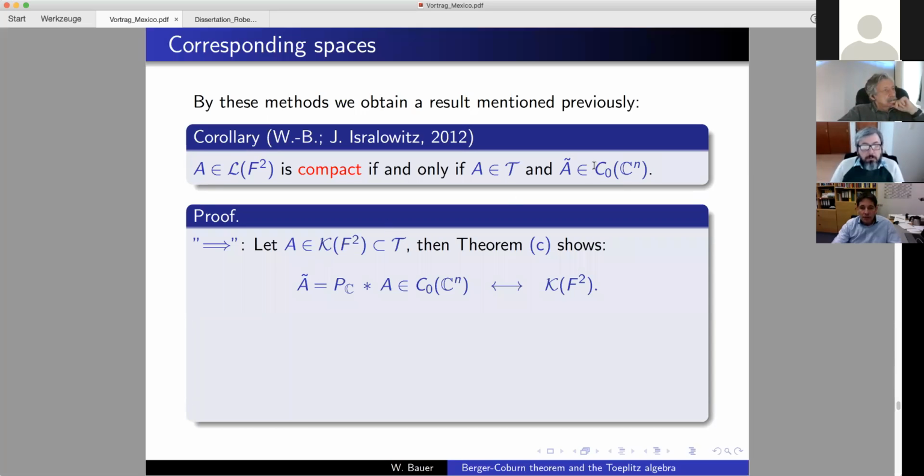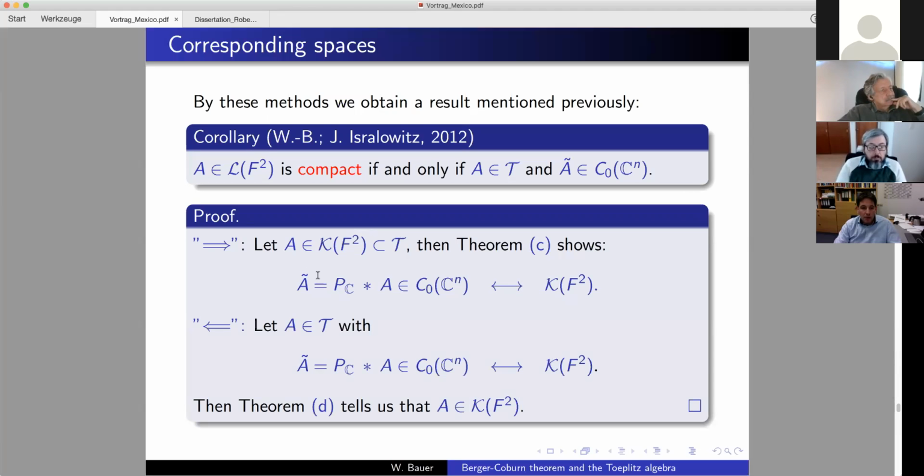And the fact that C0 is the corresponding space to the compact operators. So if A is a compact operator, and the compact operators are in the Toeplitz algebra, then using part C of the theorem, I obtain that the Berezin transform, which is just this convolution here, is in C0, because C0 is the corresponding space of the compact operators. That is part C of the theorem. And on the other hand, if I have an operator in the Toeplitz algebra, and I find out that the Berezin transform is a C0 function, then the theorem tells me this operator has to be actually compact. So that's a very simple proof using the correspondence theory.